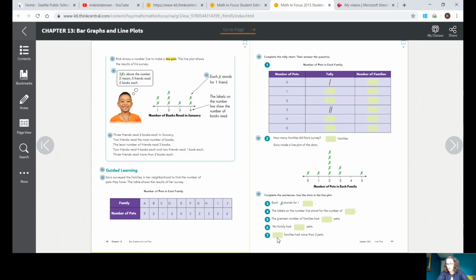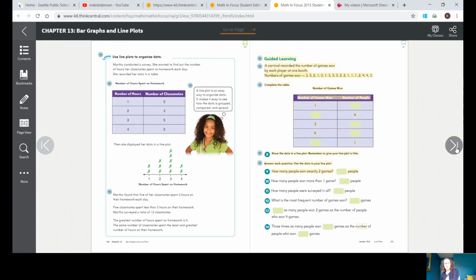Okay, and then number 7, blank families had more than 2 pets. More than 2 pets? Well, let's see. This is more, 1, 2, and 3. 3 families had more than 2 pets. Okay, go ahead and turn your page.